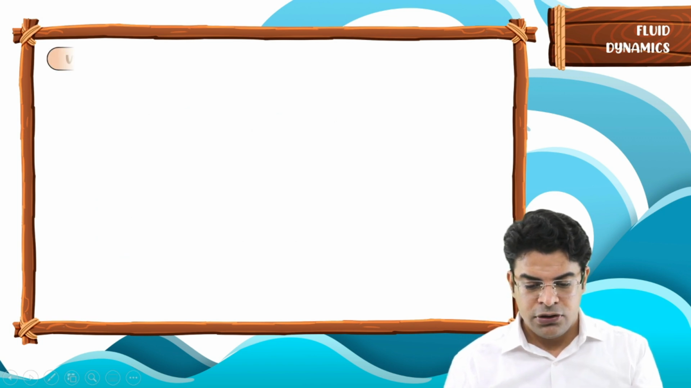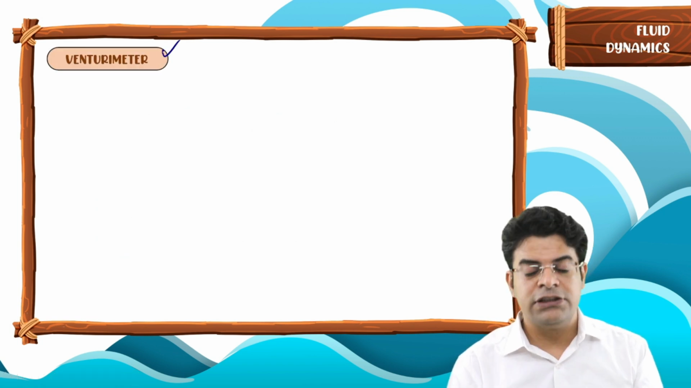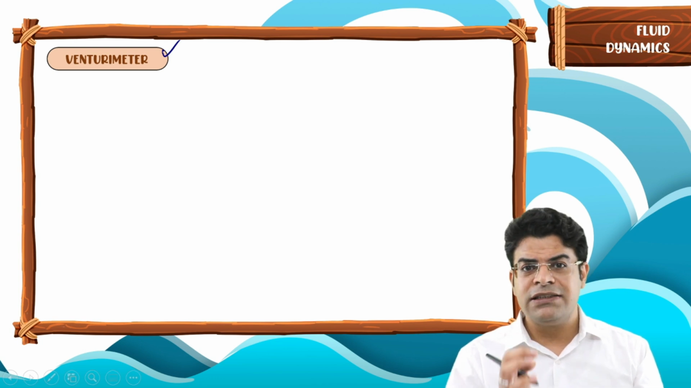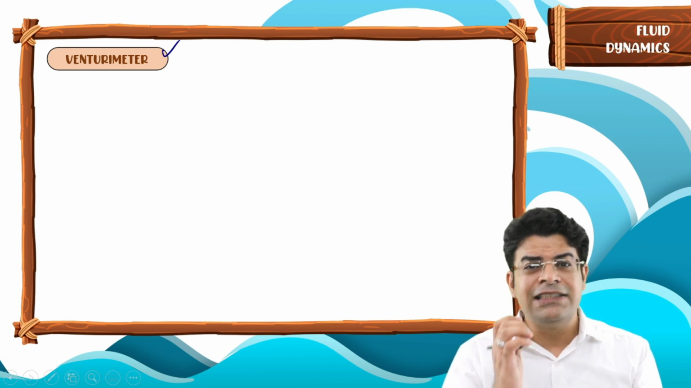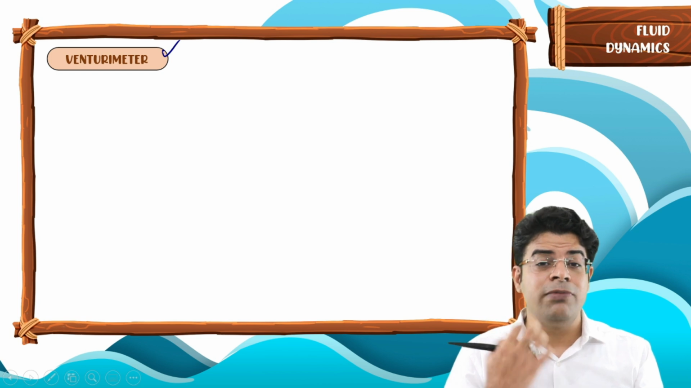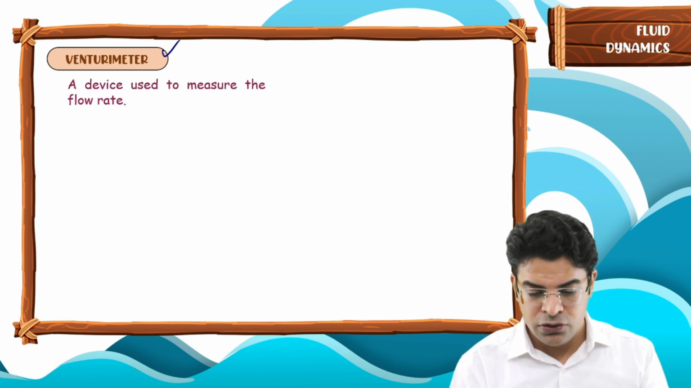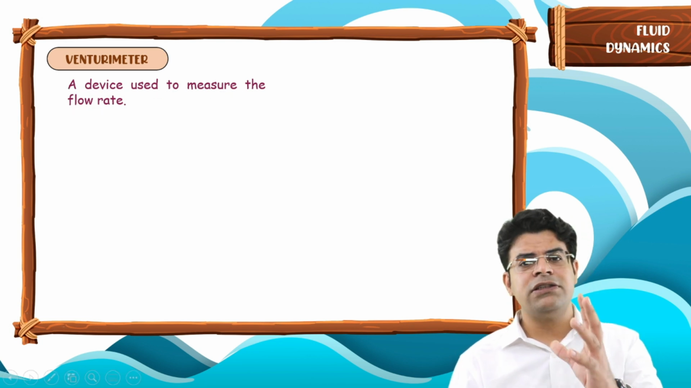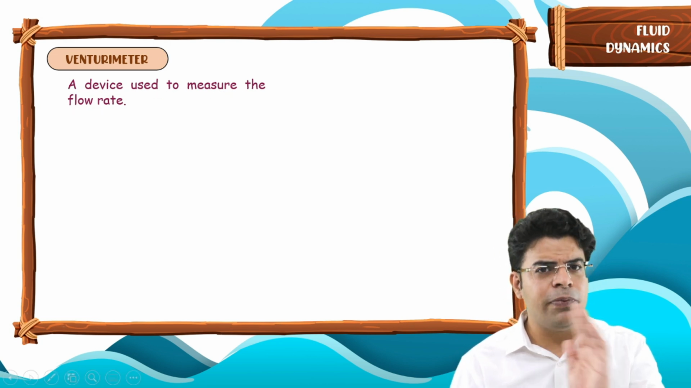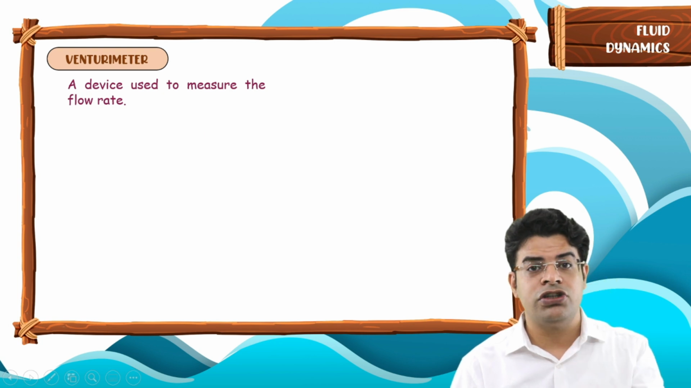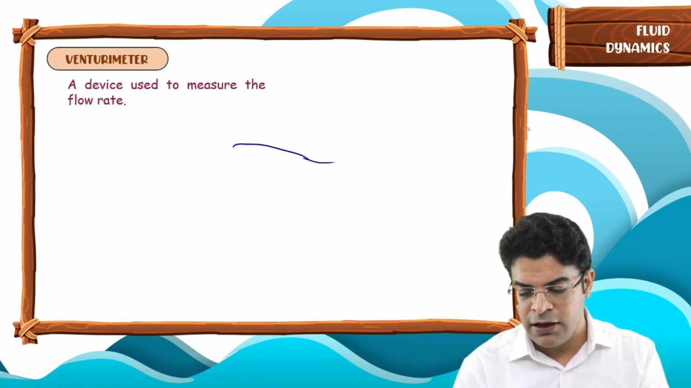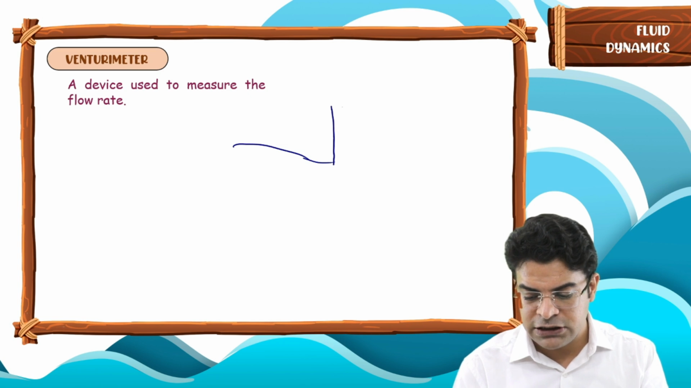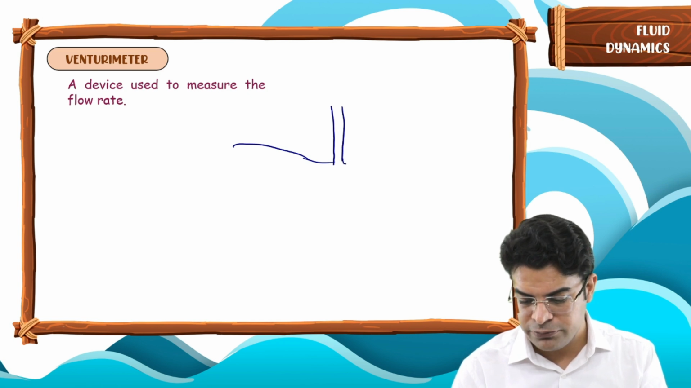Now let's talk about one important device called a Venturimeter. What is a Venturimeter? A Venturimeter is a meter. It is used to measure what? Flow rate. So it is a device used to measure the flow rate. Now what does the Venturimeter consist of? It's a simple device with a variable cross-sectional area. So let's say you have this tube in which the cross-sectional area keeps on changing.